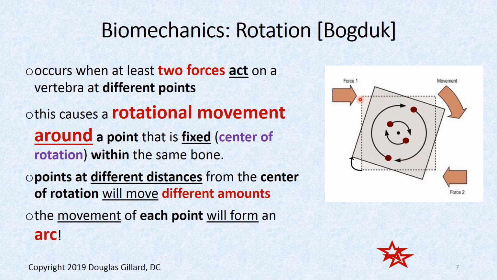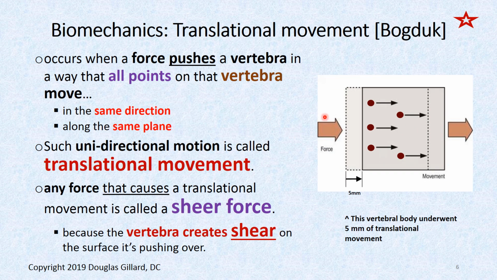We imparted one force here, and then we imparted another force over here at the corner, and it caused a spinning of that vertebra. That's called a rotational movement. Okay, rotational movement. If we go back to this one, what if we put three forces, one up here, one here and one down here?